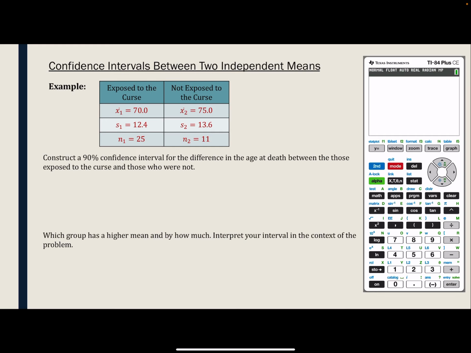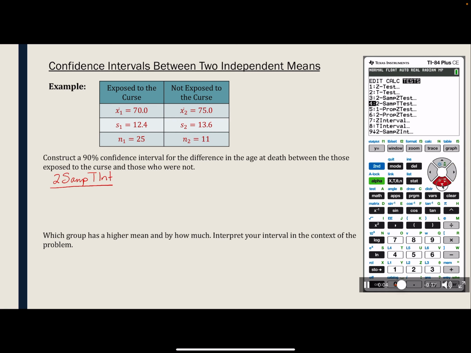So we're going to find a confidence interval. This is because in your textbook, they're always going to talk about confidence intervals first, even though, again, probably don't read the textbook on this and just follow my videos. This is called a two-sample t-test. So the command is 2-SampTInt. I said test at first. And again, it's going to be under that stat tests button. So you're going to go to stat, arrow over to tests, and it's number 0.